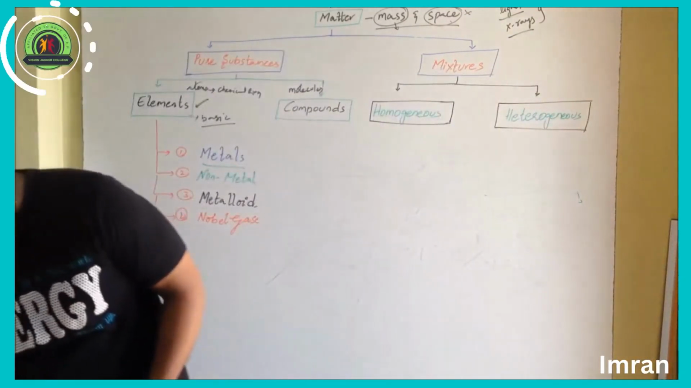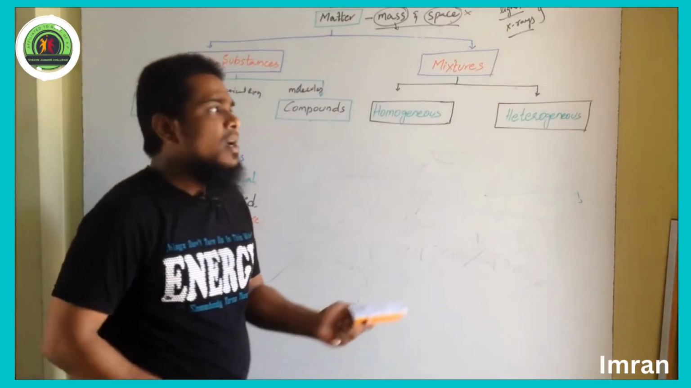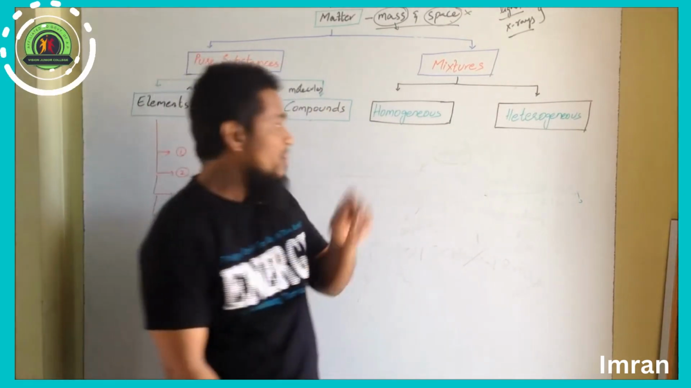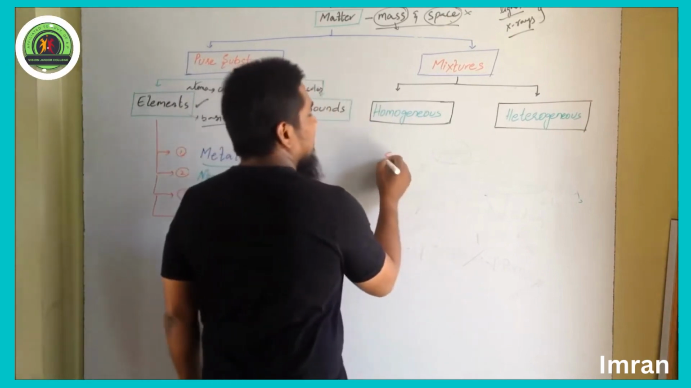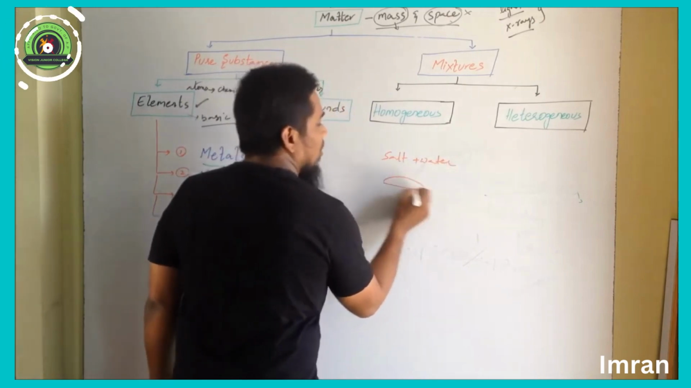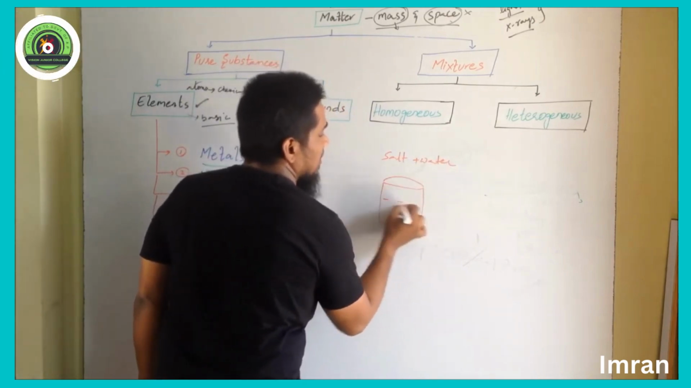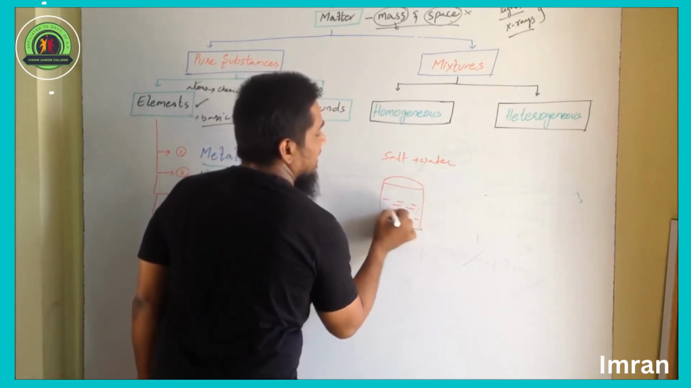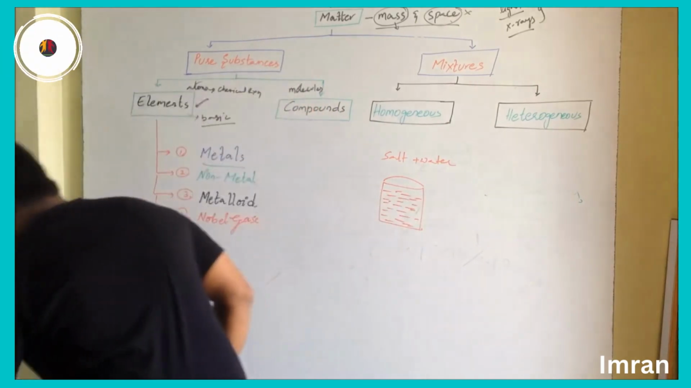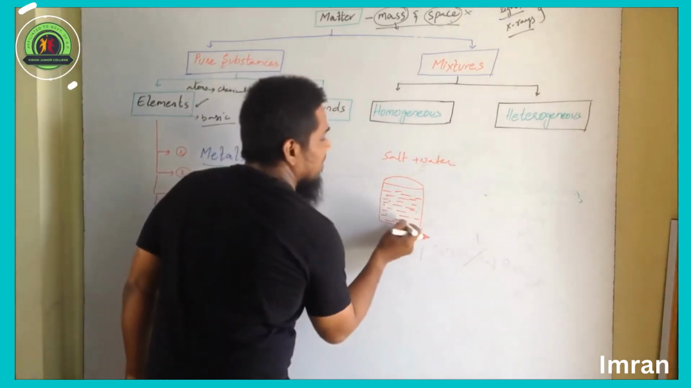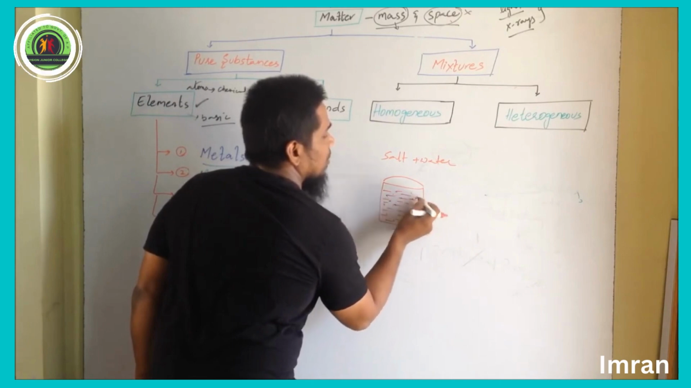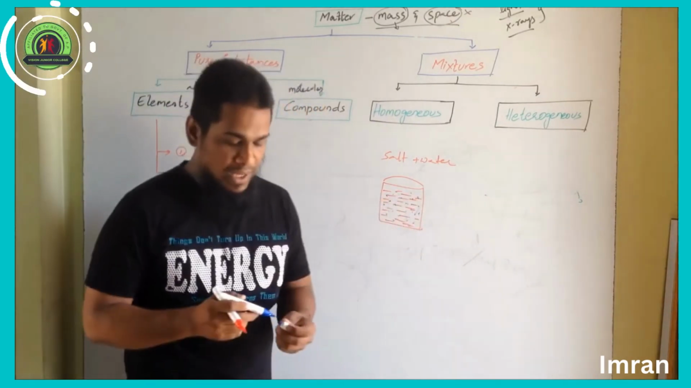Homogeneous mixtures are the ones in which the components are uniformly distributed. For example, if you take salt plus water, if you add salt to water, what happens? Salt will get dissolved in water, and it will be distributed throughout the solution uniformly.